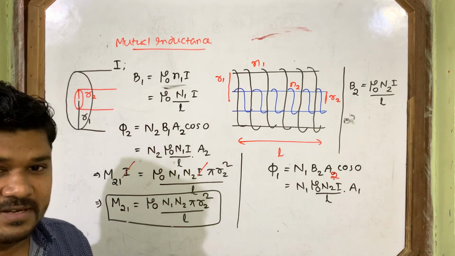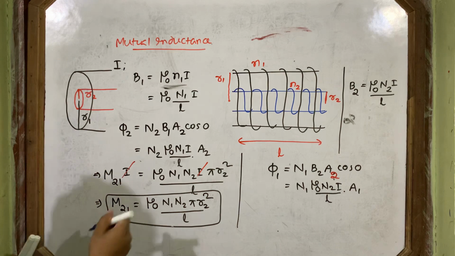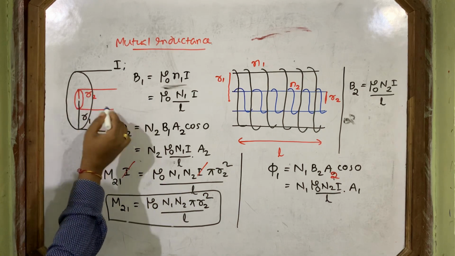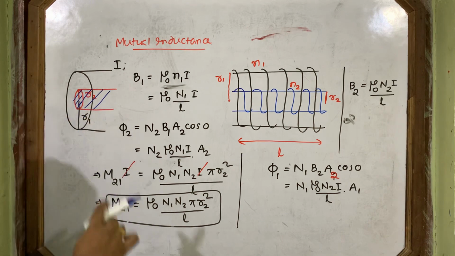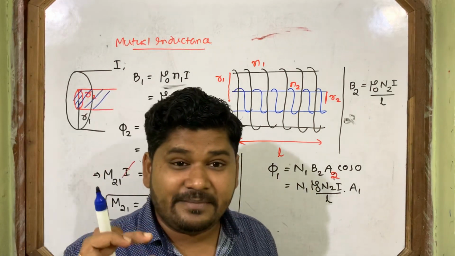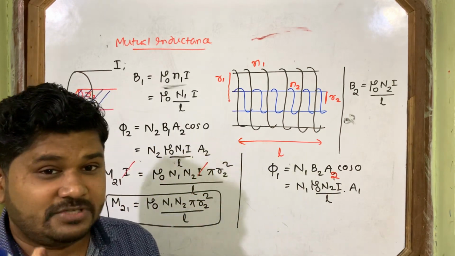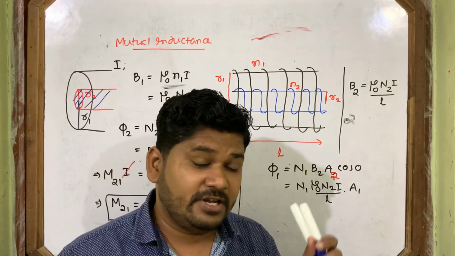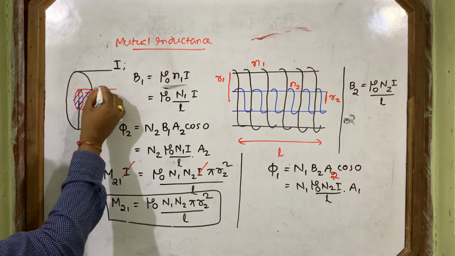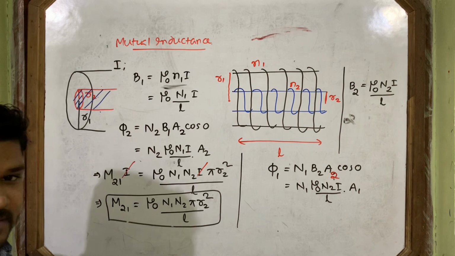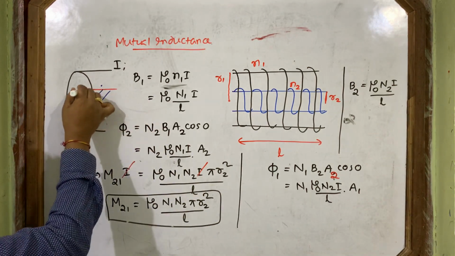But when current is given to the inner coil, the magnetic field is only linked with the inner coil. The magnetic field remains only inside the solenoid. You just recall what we have discussed in the electromagnetism chapter. Just outside the solenoid there is no magnetic field. No magnetic field here, no magnetic field here. It is confined within the solenoid.